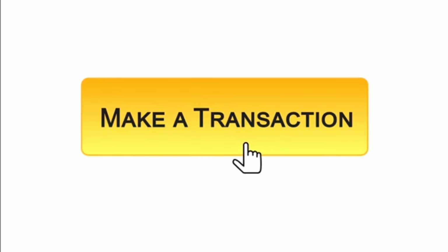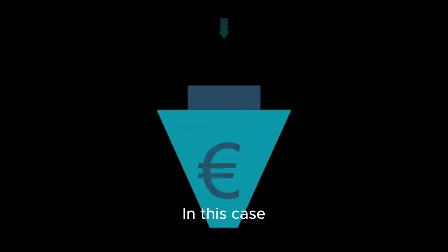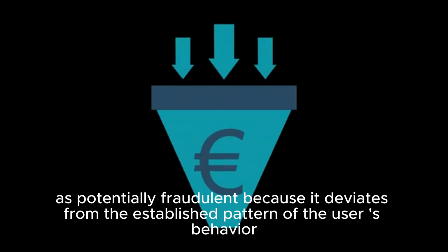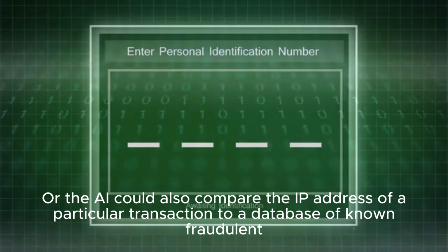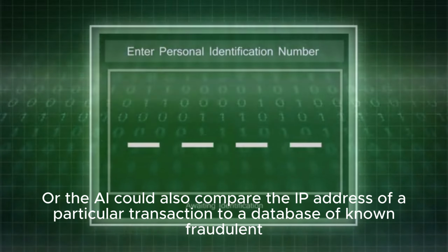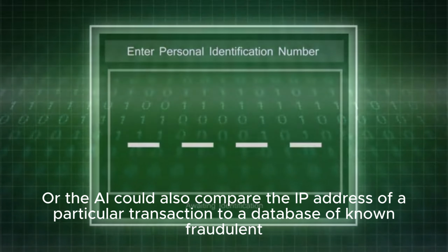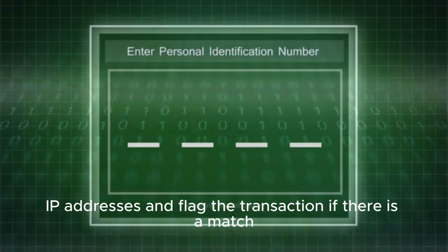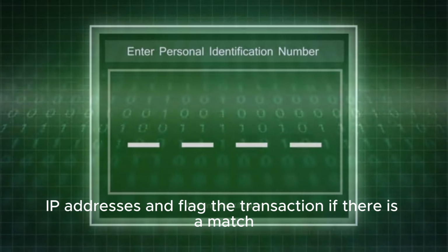For example, the AI may notice that a particular user has never made a transaction above $100. But suddenly, there is a transaction of $5,000 from that account. In this case, the AI can flag the transaction as potentially fraudulent because it deviates from the established pattern of the user's behavior. Or the AI could also compare the IP address of a particular transaction to a database of known fraudulent IP addresses and flag the transaction if there is a match.